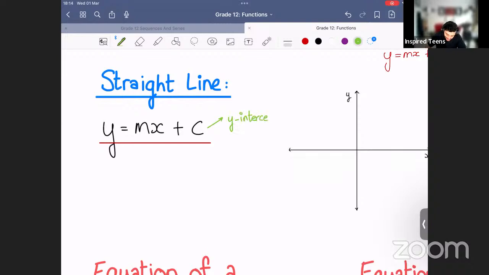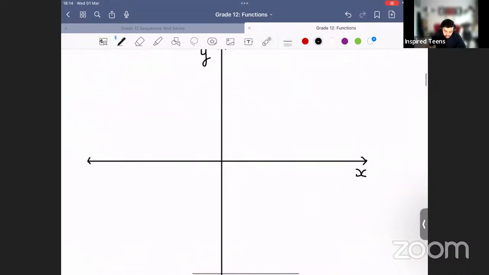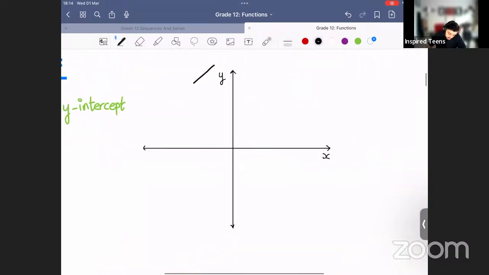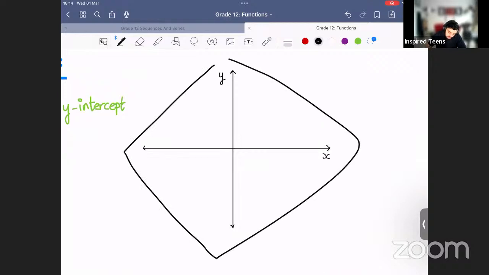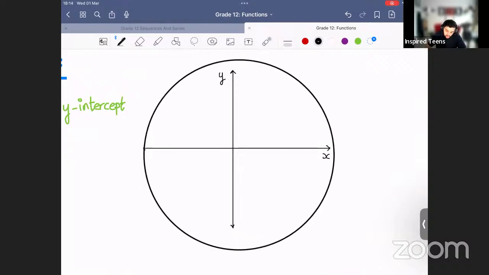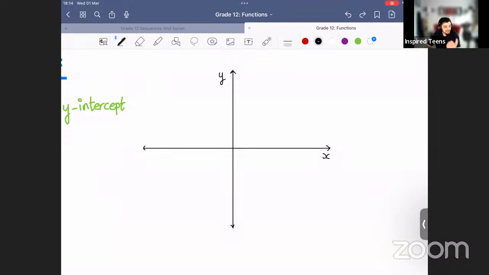Okay, what is a y-intercept? We'll go through it in a diagram. We can do it here actually, on a Cartesian plane, all right? We have a little Cartesian plane here. On a Cartesian plane, you have an x-axis and a y-axis, a vertical y-axis and a horizontal x-axis.